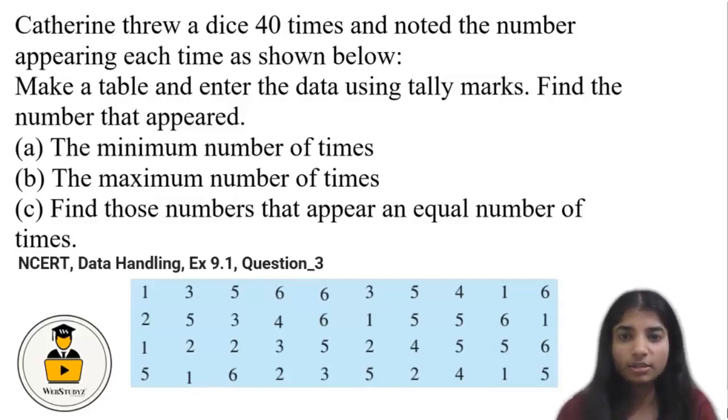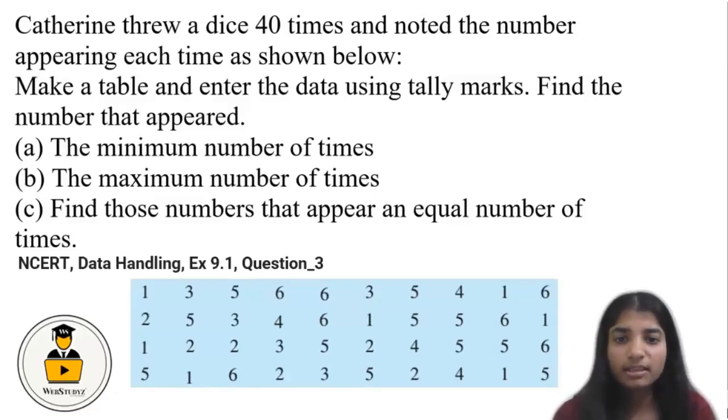Students, let's discuss the question. In this question, we are given that Catherine threw a dice 40 times and noticed the number appearing each time as shown below. So we have to make a table and enter the data using tally marks and find the number that appeared first, the maximum number of times.